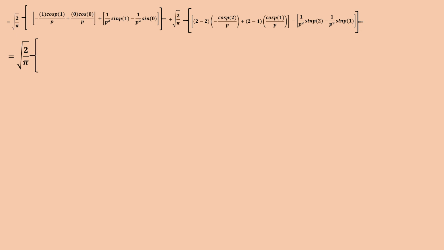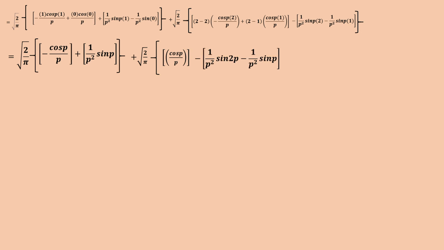So we simplify root 2 divided by pi. The first term is minus cos p by p plus cos 0 into 0, and sin 0 is 0, so the remaining term is 1 by p square into sin p. The second term, plus root 2 divided by pi: 2 minus 2 is 0, so that term is 0, and 2 minus 1 is 1, into cos p by p, so cos p by p. The second one is minus 1 by p square sin 2p minus 1 by p square sin p. So minus root 2 divided by pi multiplying each term, cos p by p.